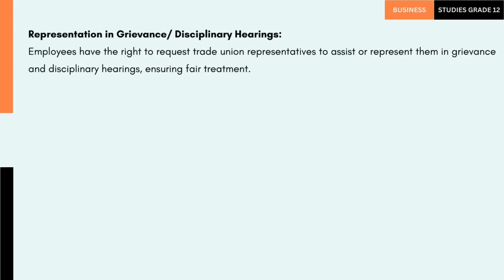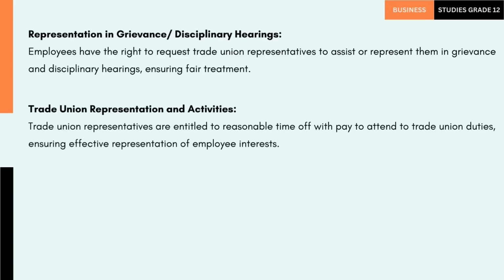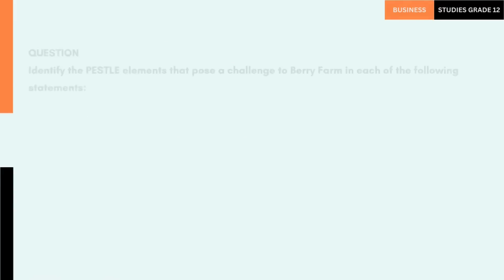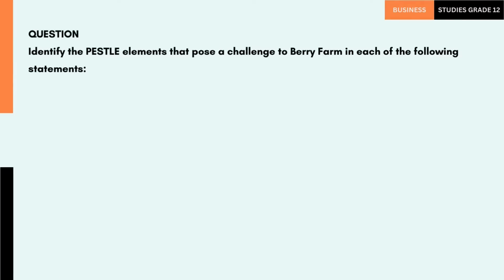Employees have the right to request trade union representatives to assist or represent them in grievance and disciplinary hearings, ensuring fair treatment. 6. Trade union representation and activities. Trade union representatives are entitled to reasonable time off with pay to attend to trade union duties, ensuring effective representation of employee interests. Question: identify the PESEL elements that pose a challenge to Berry Farm in each of the following statements.